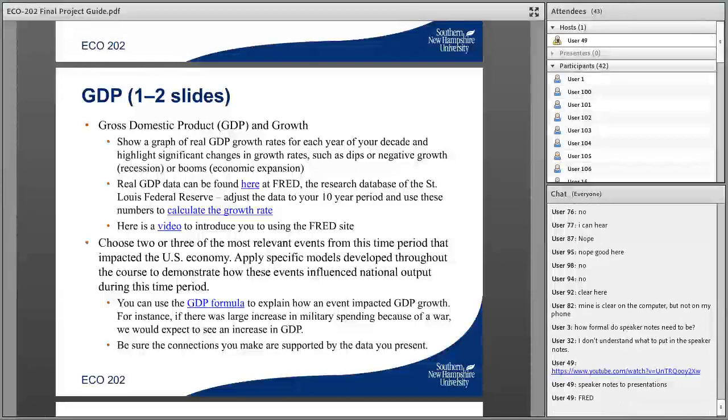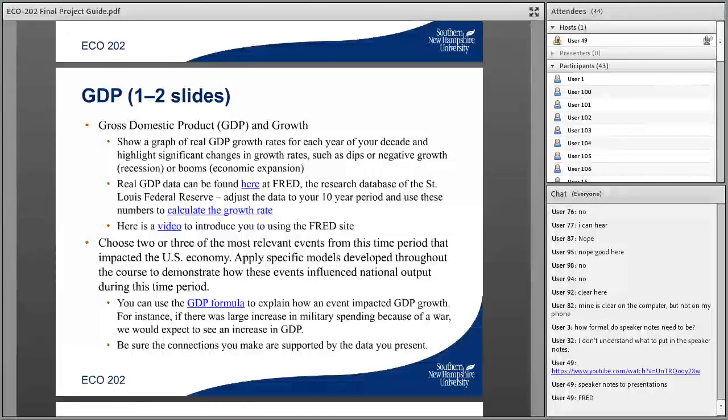The best website to get the graph is FRED. FRED is the Federal Reserve website of St. Louis. If you go on there, you write GDP, a graph will come up. Then you can select the decade. You can specify from 1 January 1980 to 31 December 1990, and you get your decade up. Once you get your decade, you have your graph.